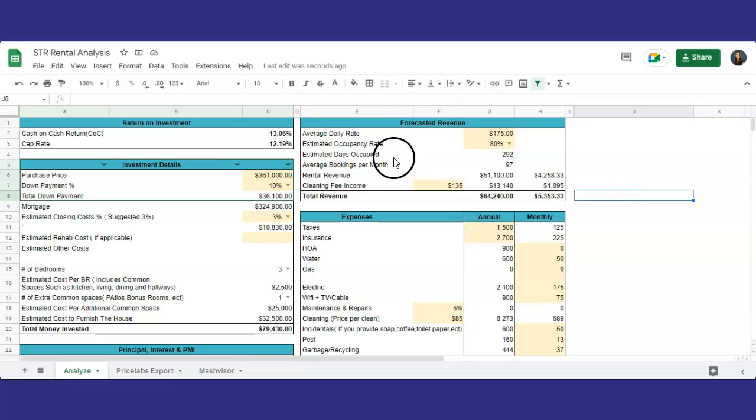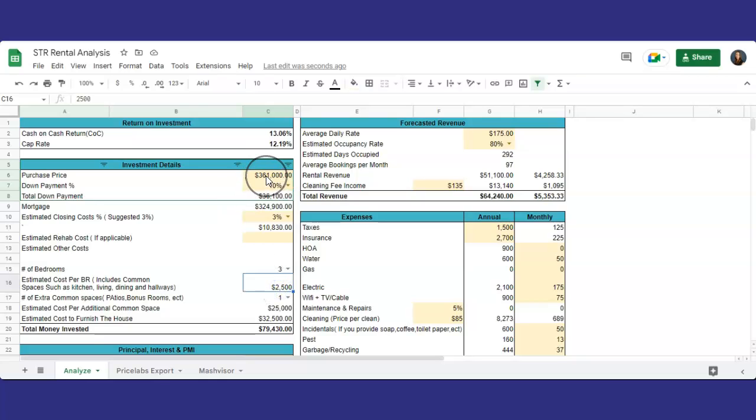So this is what a short-term rental calculator looks like. Overall, it's a bit similar to your long-term rental calculators. The only thing that really changes is in the revenue calculation. So you have your purchase price, your down payment, your closing costs, rehab costs, and then you also have to account for the furnishing, so that is included here.